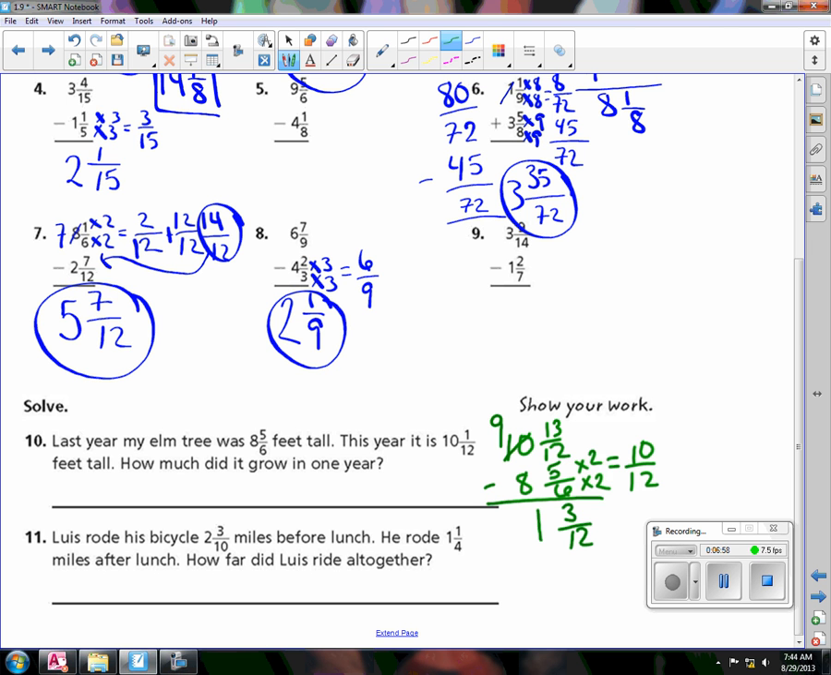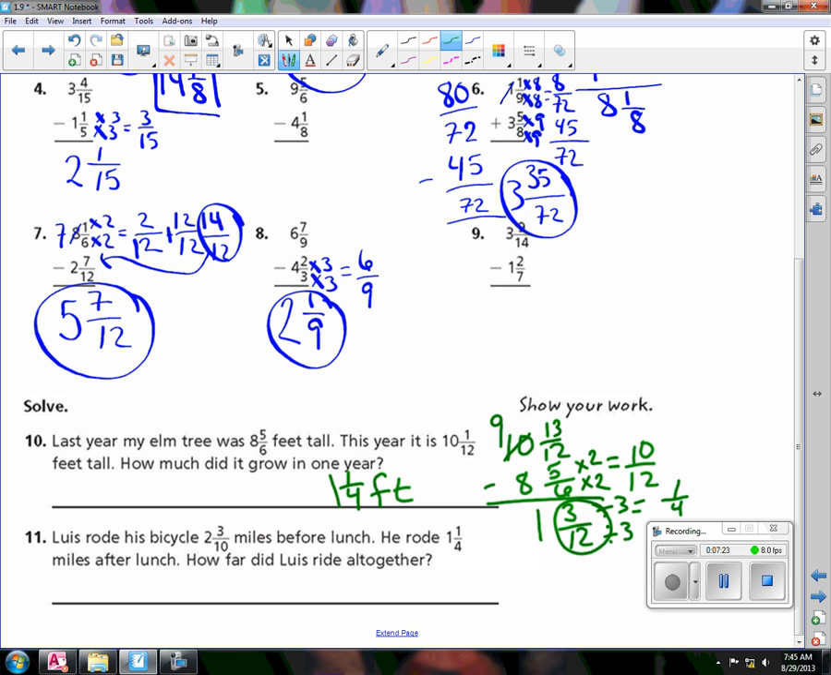Those of you who are awfully savvy, you should be able to convert this fraction here. You should notice that they both have multiples of 3. They're both divisible by 3. So if I divide 3 by 3 and divide 12 by 3, right, I get 1/4. So my best answer here is 1 1/4 feet. Okay, that's how much that tree grew.